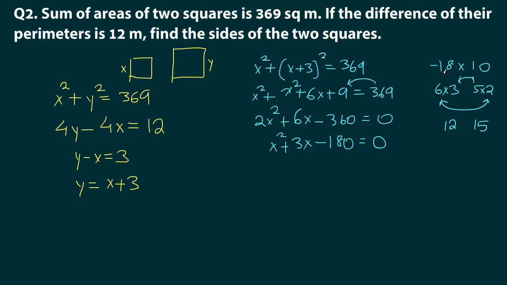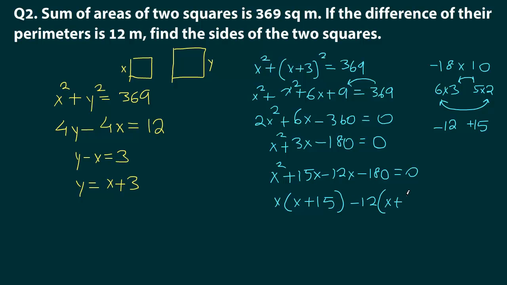So this is minus 180, so one of these is negative, but the total when you add is positive. So we can put plus 15 and minus 12. Let's do it over here. We have x squared, and now we break this into plus 15x minus 12x minus 180 equal to 0. From here we can take x common, so we get x plus 15, and here we can take minus 12 common, and we get x plus 15. Then we have (x plus 15) times (x minus 12) equal to 0.